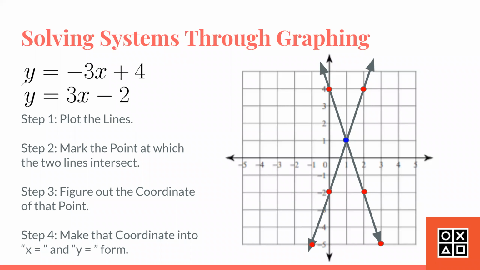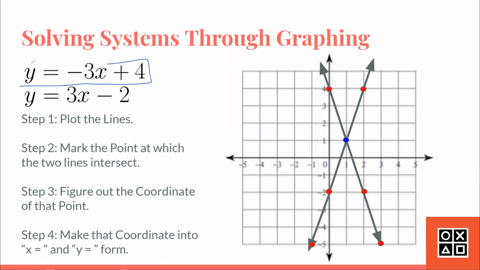Let's take this case for an example: y equals negative 3x plus 4 and y equals 3x minus 2. Step 1. Plot the lines. These lines are in slope-intercept form, meaning they are in the form y equals mx plus b, where m is your slope and b is your y-intercept. So they're fairly easy to plot onto a graph.